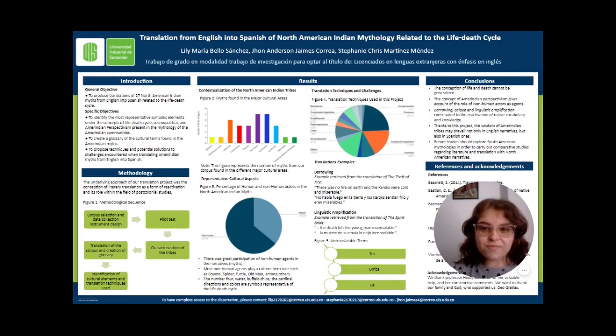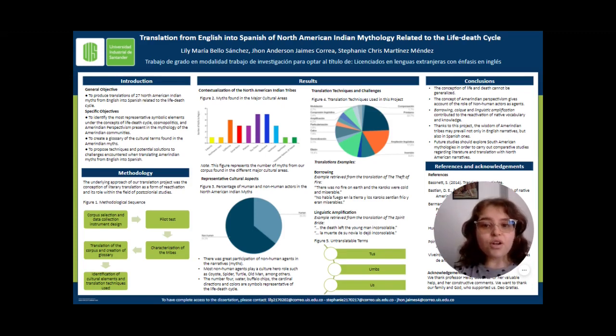Representative aspects. Regarding the representative aspects, we found that there is a great participation of non-humans over the humans in the analyzed and translated myths. We found that animals take active participation in matters related to the life-death cycle, as Poirier asserts that in indigenous cosmopolitics, non-humans are not mere objects, they are rather actors.